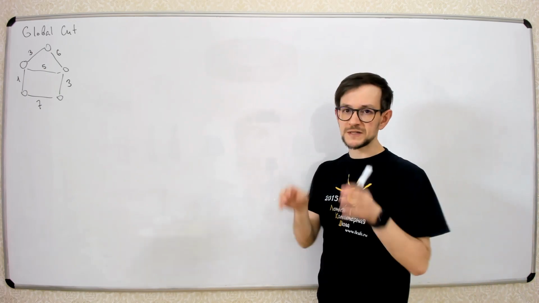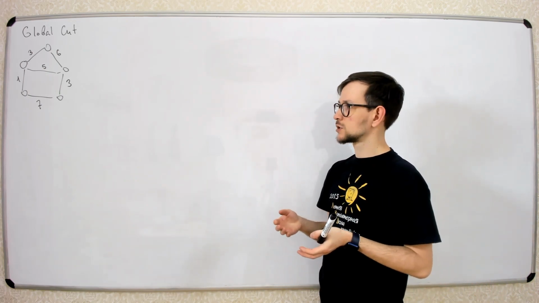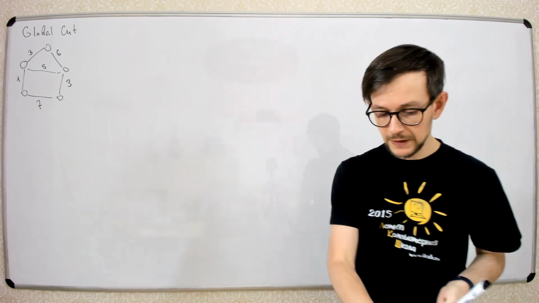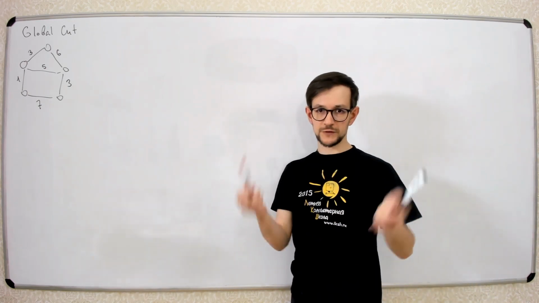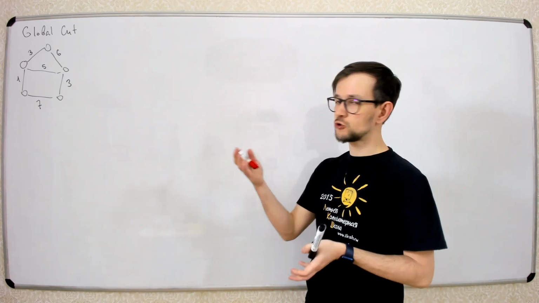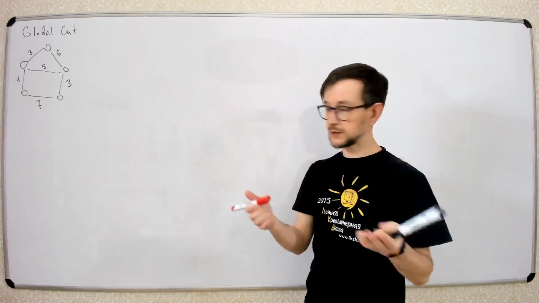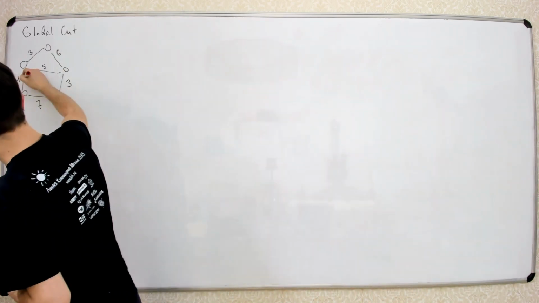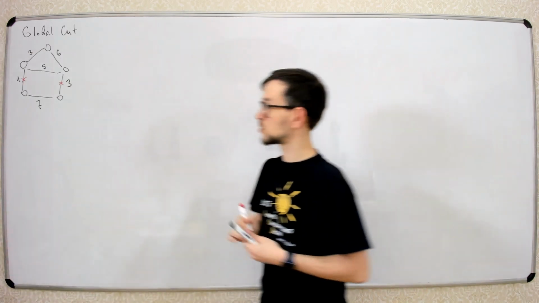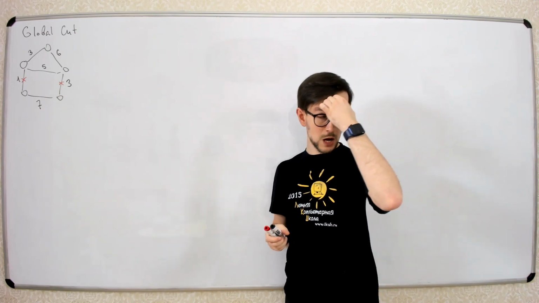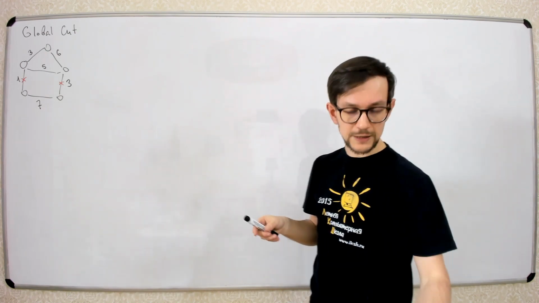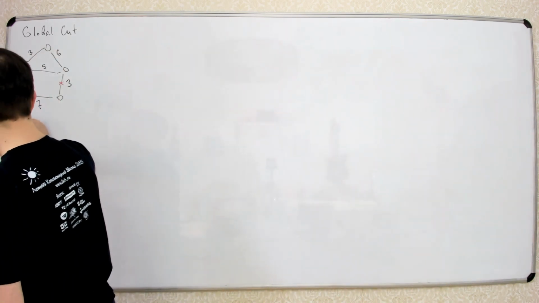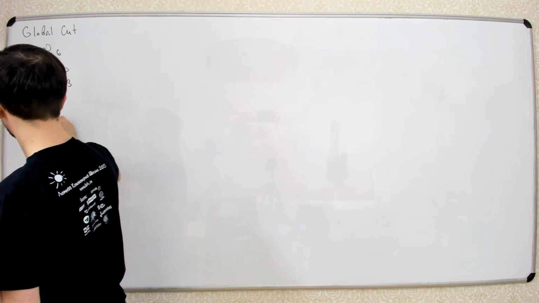And the problem is to find the set of edges such that if you remove these edges, the graph will be no longer connected. So you want to break the connectivity of this graph. Right now the graph is connected, but you want to remove some edges so the graph becomes not connected. For example, in this graph you can remove these two edges. If you remove these two edges, the graph will be no longer connected, right? So we want to find the cut of the minimal total cost of all the edges. Minimal sum of all costs.